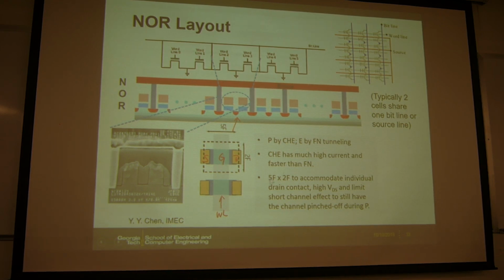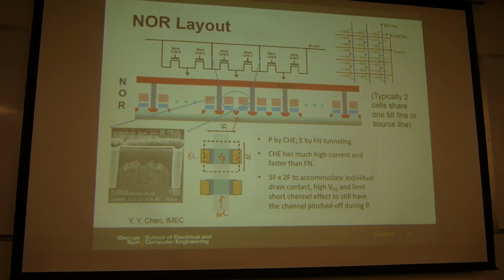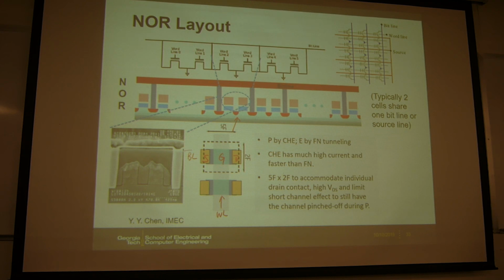Okay. So here the only thing I want to point out is that the cell area is typically like 5F times 2F. This side is 2F because this is the bit line direction. So the bit line will overlap the cell on the top. So like this, the bit line will be over the cell. So the bit line will have 2F because the bit line spacing will have 2F.